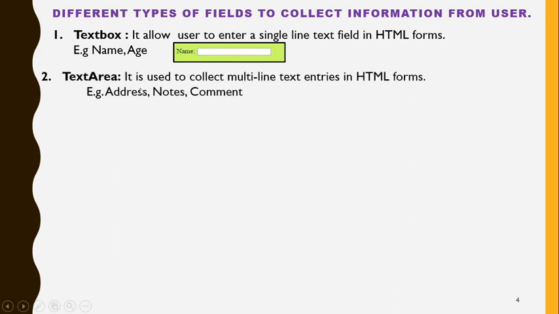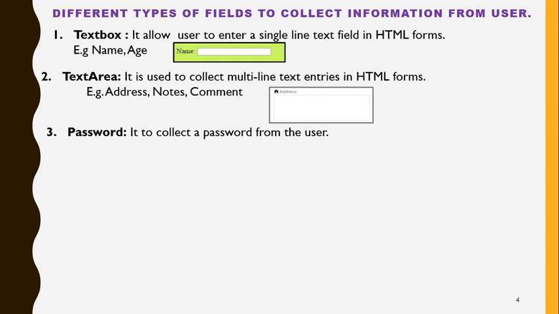And the second one is text area. As compared to the text box, in text area you can enter multiple lines of text. For example, at the time of entering the address, we need more space, and also for notes and comments. So it has a big text box. The third one is password, and it is used to collect a password from the user like this. When you enter the password, it will appear as black dotted signs.